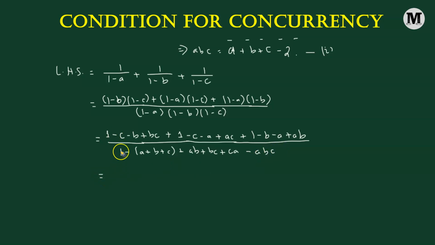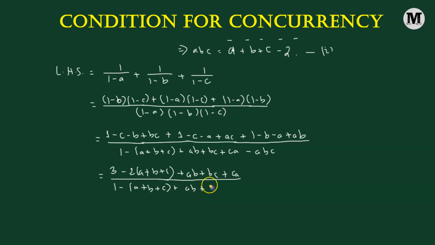So let's work with the numerator portion. We have 1 occurring 3 times, so we have plus 3 in the numerator. Then we have negative a occurring twice. Similarly, negative b also occurs twice, and so does negative c. So we take negative 2 as the common factor, multiplied by a plus b plus c. And then we have the remaining terms, plus ab plus bc plus ca, whole divided by the denominator, which is 1 minus (a plus b plus c) added to ab plus bc plus ca, and then negative abc.